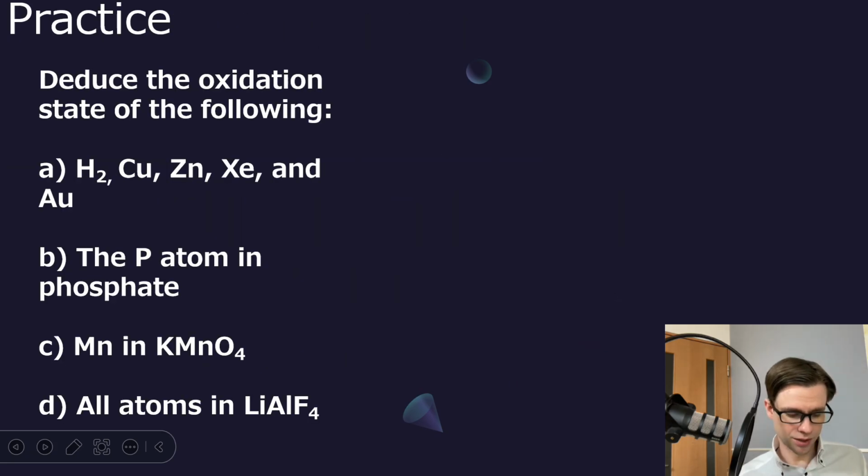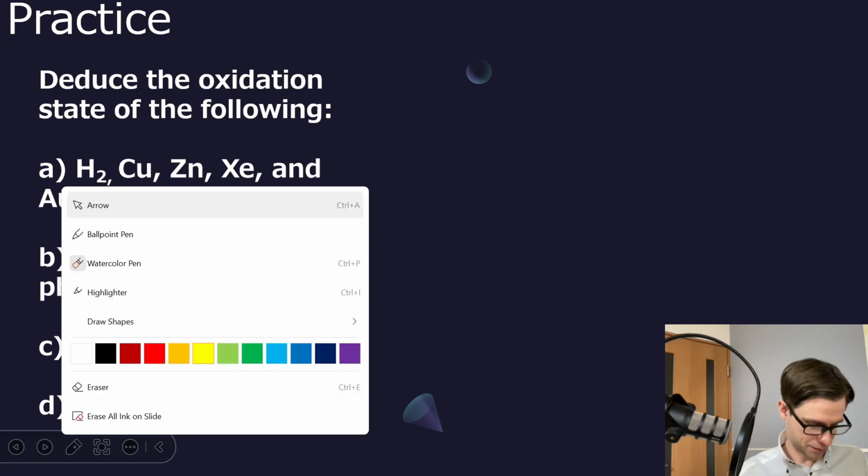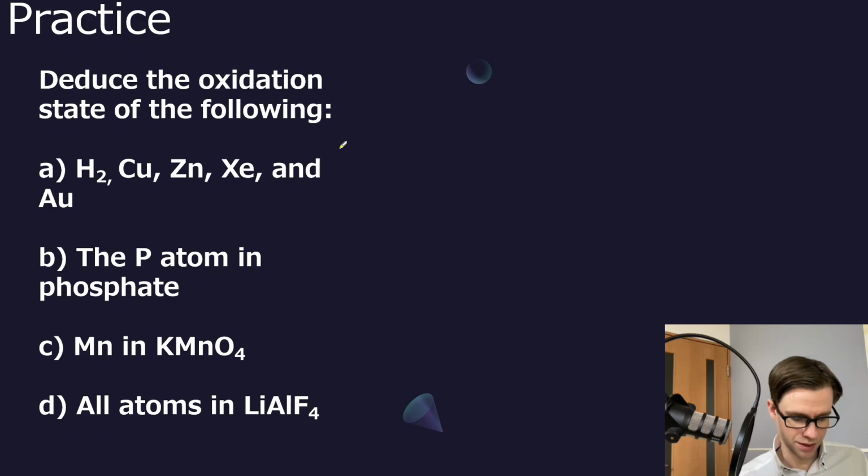Okay, let's do some practice here. Practice the following. What's the oxidation state of H2, Cu, Zn, Xe, and Au? So that's hydrogen gas, copper metal, zinc metal, xenon, noble gas, and gold metal. So it seems like a lot of work, but rule number 1, I think, right? Pure elements, oxidation state is 0. These will not be taking or losing electrons to anything. Oxidation state is 0 for pure elements.